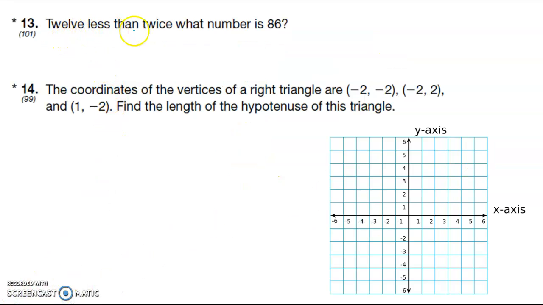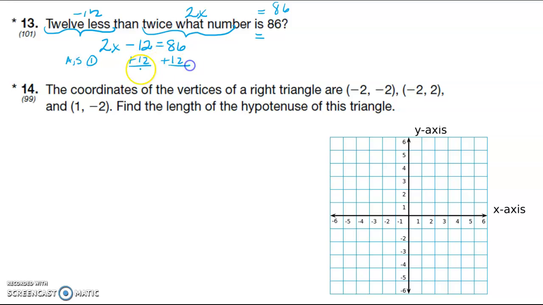Alright, 12 less than, so I know I'm subtracting 12 from something. Twice what number, so that's 2, we don't know what the number is, equals 86. So 12 less, that's subtracting 12. Twice what number, that's 2 times some number we don't know, is equals an x. Okay, and then if we solve this, it's a two-step problem, so the first step is to add or subtract. So I get 2x is equal to 98.